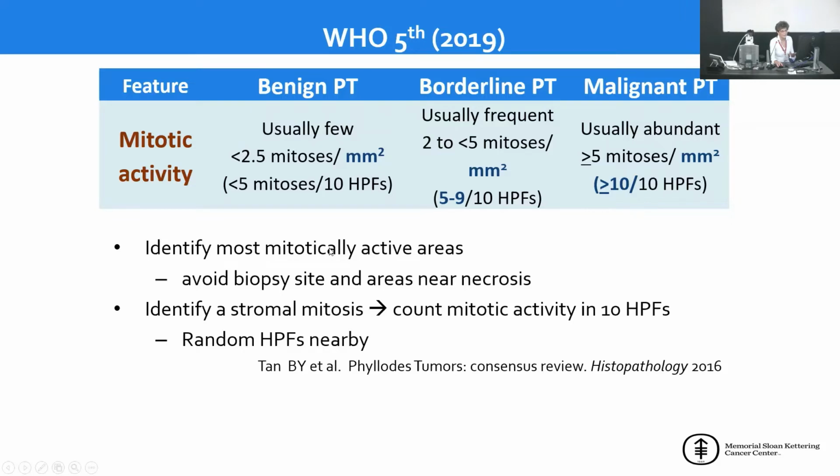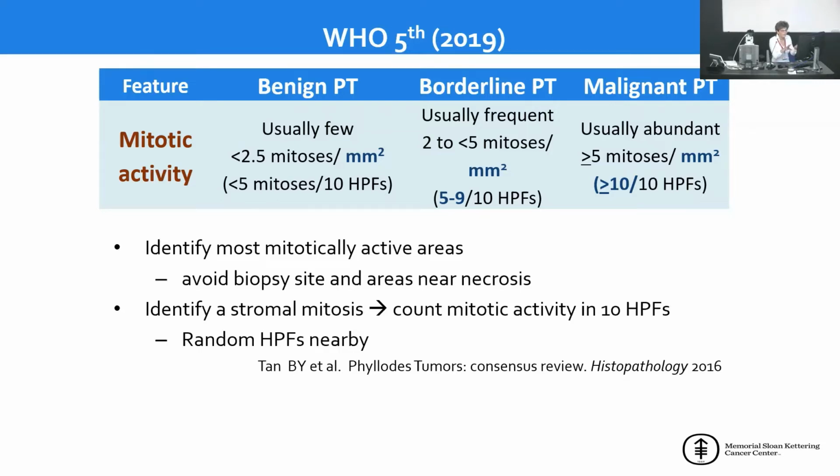So the guidelines are that you start by looking around, identifying the more cellular area, and looking at areas that seem to be mitotically active and focus on that. And you avoid, of course, areas with biopsy site changes or areas at the periphery of necrosis where cytokines may be produced that simulate mitotic activity.